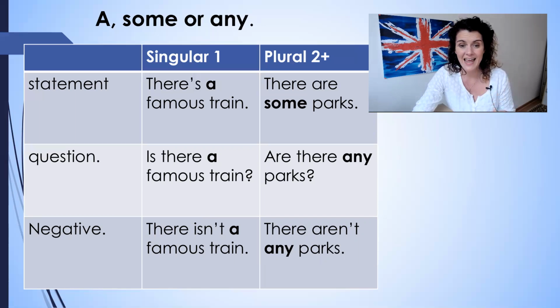Notice again in the negative, with the singular phrase, I use a, and with the plural, I use any. So in summary, for singular sentences, I use a. I use a in the positive statement, a in the question form, a in the negative. For plural phrases, I use some in the positive, any for the question, any for the negative.